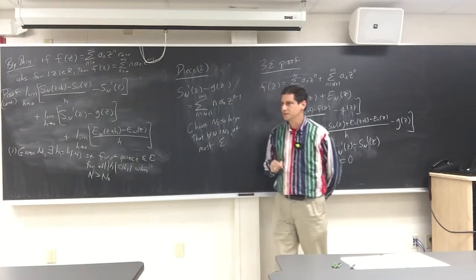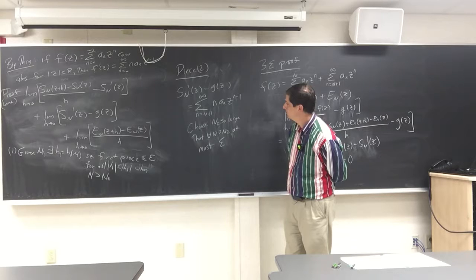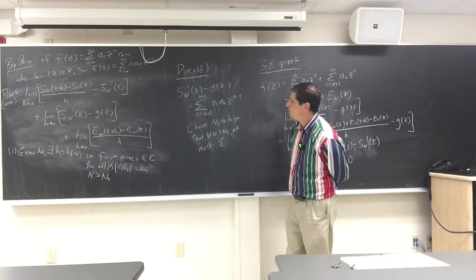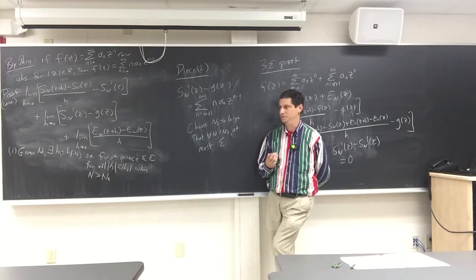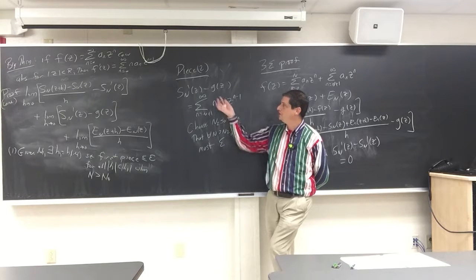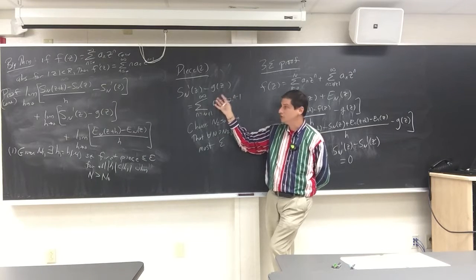Yes? Why is it that we can use n to make it smaller if the limit is as h goes to 0? I'm sorry? Why is it that we can use n to make that small if we're evaluating the limit as h goes to 0? Right, but at the end of the day, we're trying to show that this quantity is less than epsilon for any epsilon. Oh. Right? So all I need to do is make this quantity small. So this is a good question. There is no h here. So if the only way we can win is to work with h, we're in trouble.